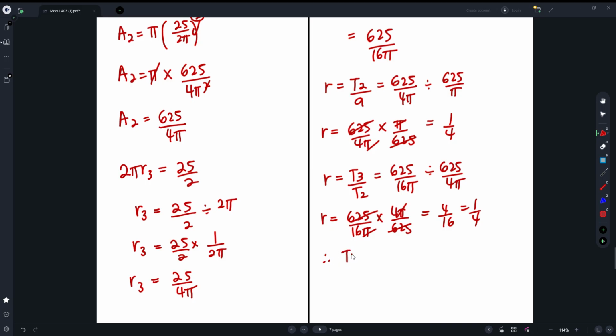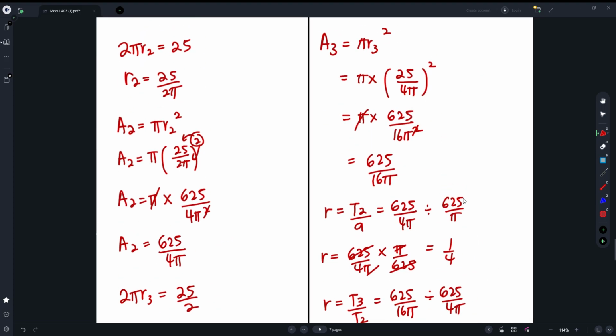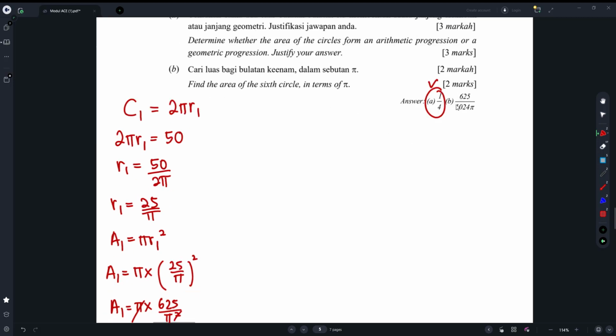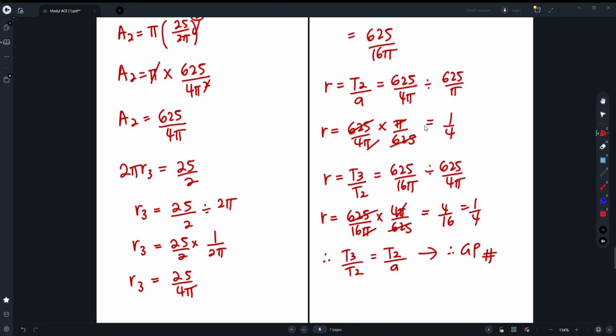Therefore, you can make a conclusion. Term number 3 divided by term number 2 is equivalent to term number 2 divided by the first term. And we can make a conclusion: it is a geometric progression. So the answer should be geometric progression. That's why they give this 1 over 4, to indicate that is the r value. So did you show the 1 over 4? Yes, then you are safe.